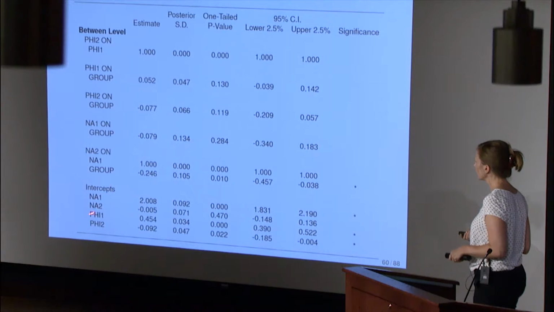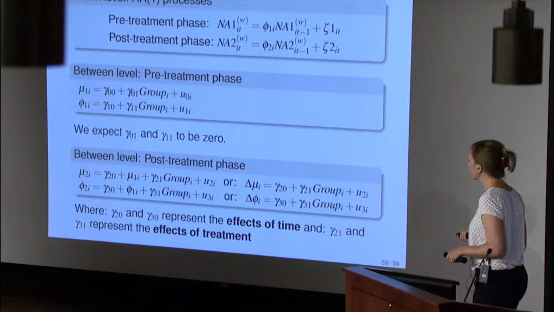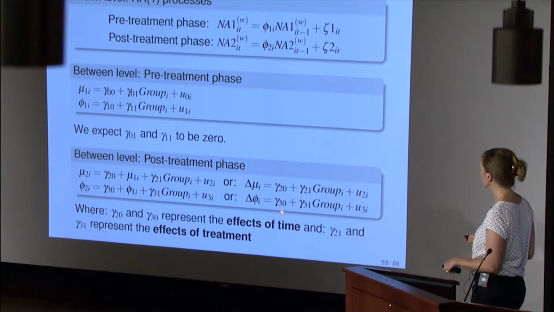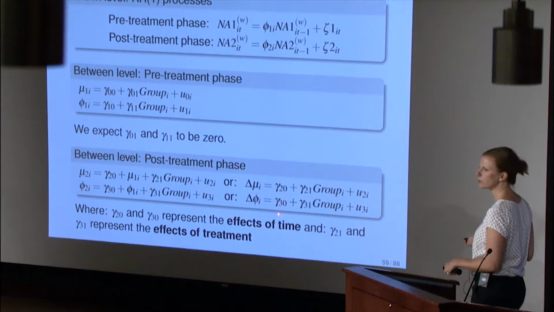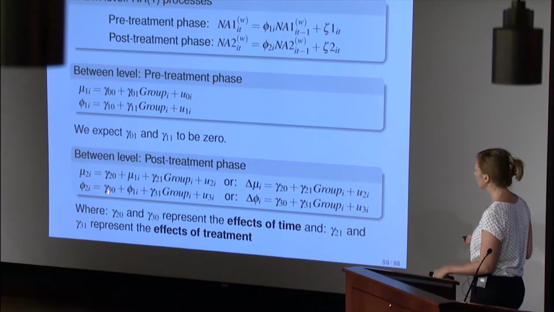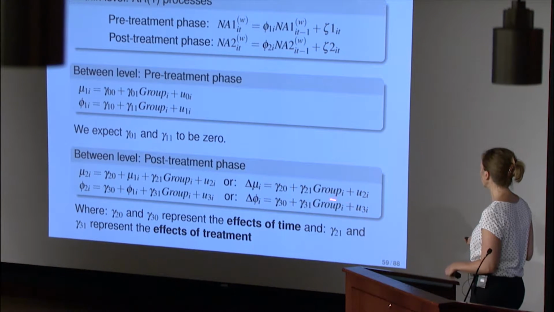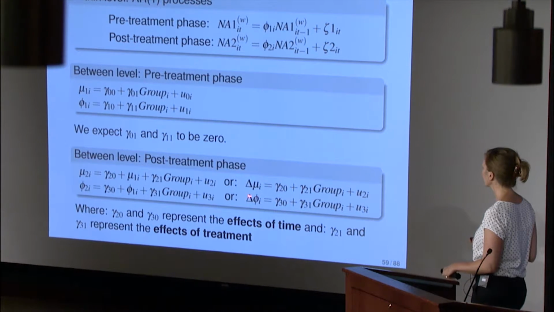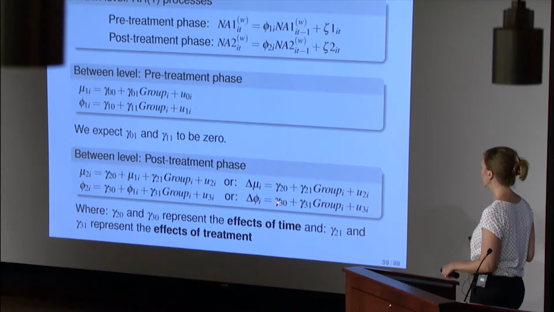So what is this intercept here, this phi2 here? If we go back, it's this one here. It's what we refer to as gamma 30. It's the intercept, you can look at it here. It's the intercept of phi2. And if we look in this equation, I find it clearer, it's the effect of time on the autoregression.